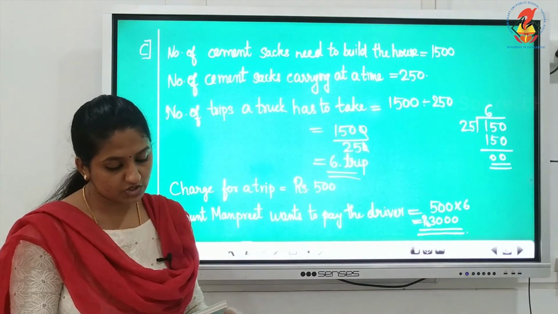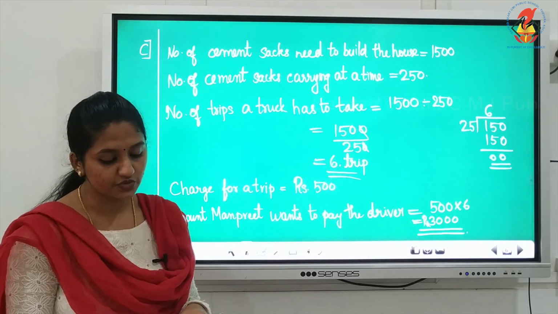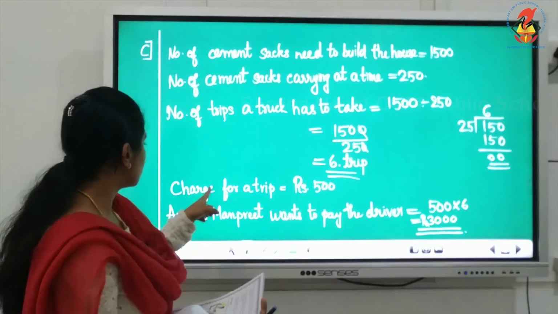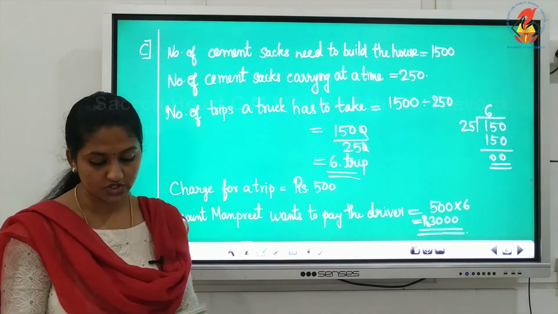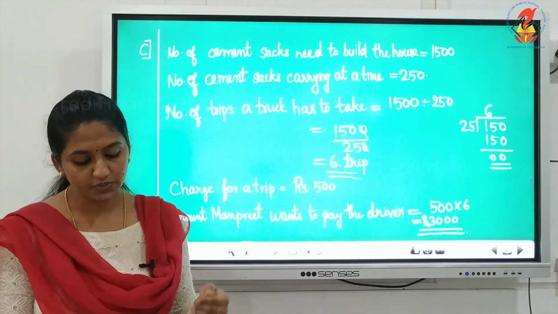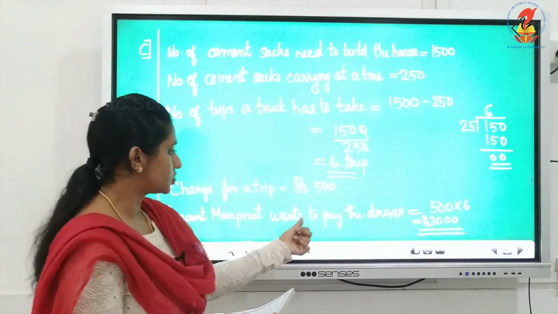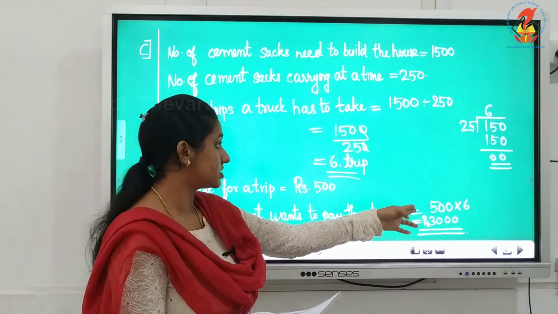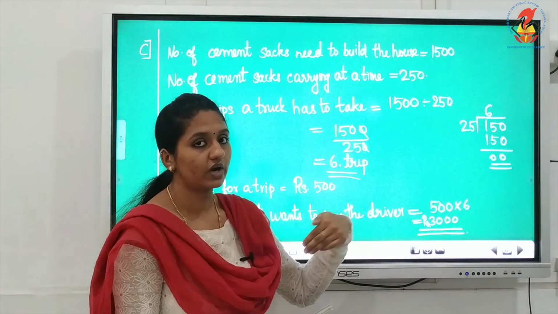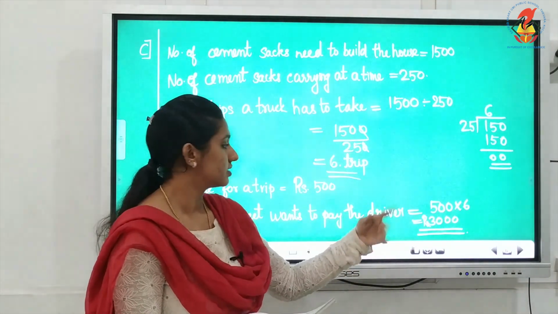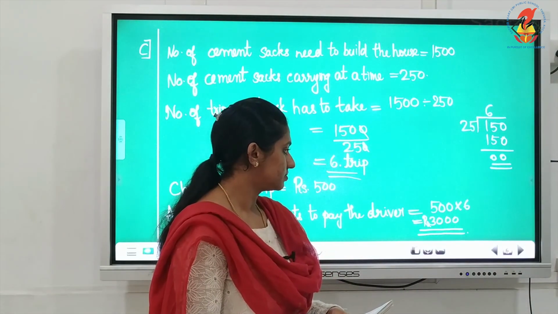A driver charges rupees 500 for a trip. So the charge for a trip, or amount for a trip, is rupees 500. How much will Manpreet pay the driver for all the trips? The amount Manpreet wants to pay the driver is 500 multiplied by 6, because the driver makes 6 trips to take the cement sacks. So rupees 3000. Okay.